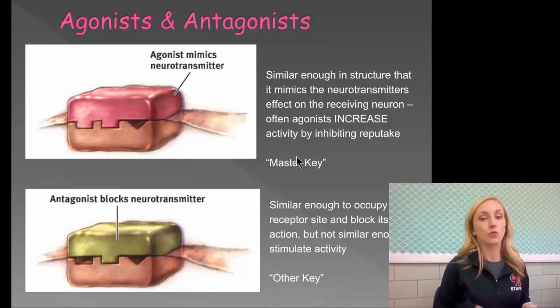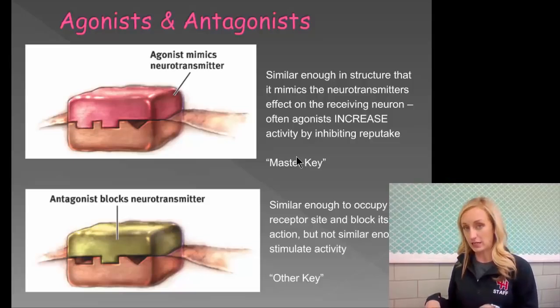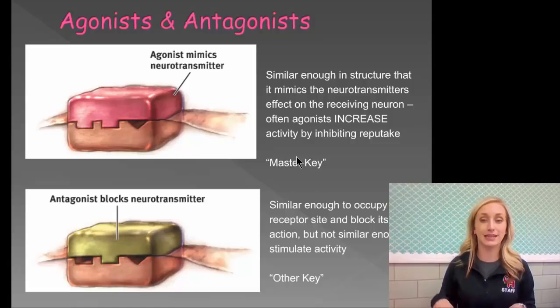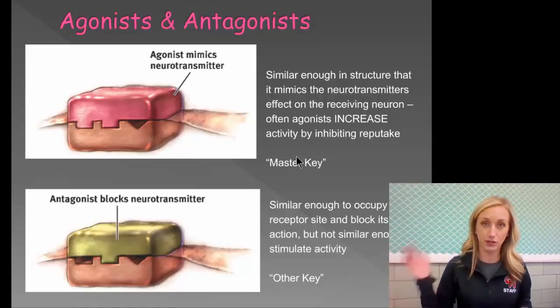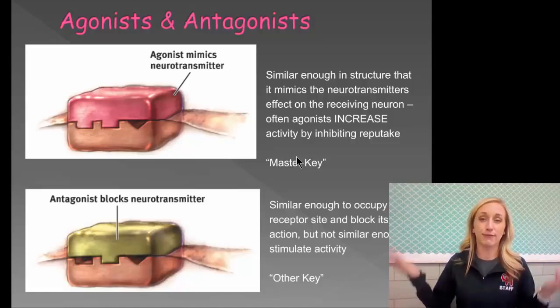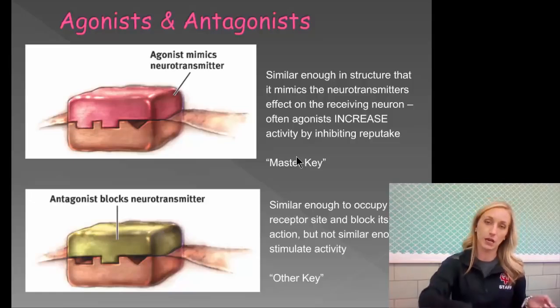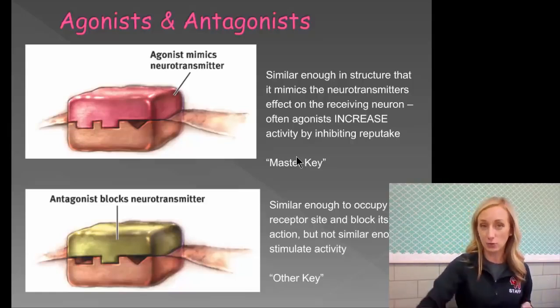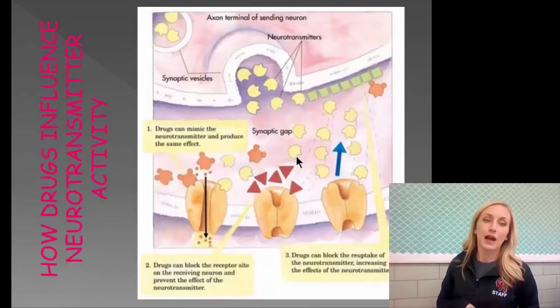So an antagonist would block neurotransmitter activity. It's similar enough to occupy the receptor site and block the action of the neurotransmitter that should be going there, but it's not similar enough to stimulate activity. It's like a different key. If I use my house key in my classroom door, it's an antagonist in that it won't let me in, but it won't let in my actual key that lets me in the door either. It's blocking that activity.